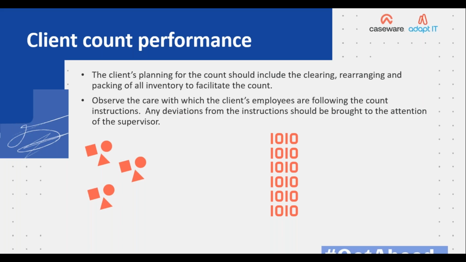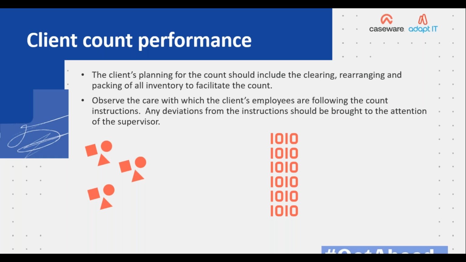Then, if we still stay under the client count performance, the client's planning for the count should include the clearing, rearranging, and packing of all inventory to facilitate the counts. Again, that's a requirement of your ISA 501. Observe the care with which the client's employees are following the count instructions. Are they attentive to the instructions? Any deviations from the instructions should be brought to the attention of the supervisor.